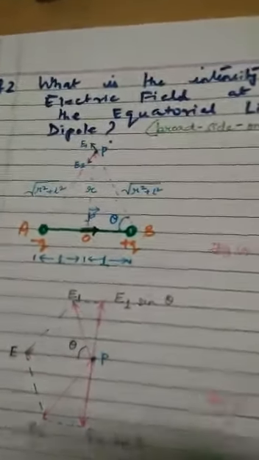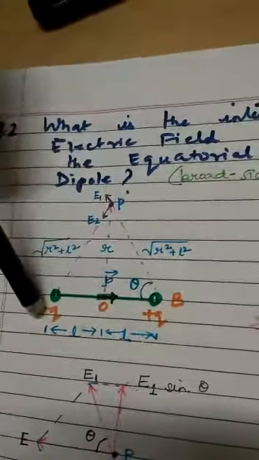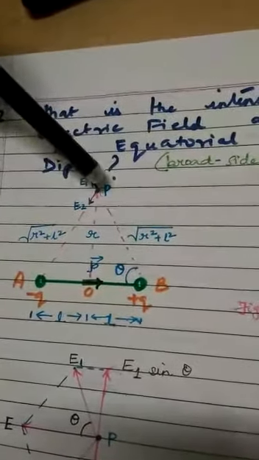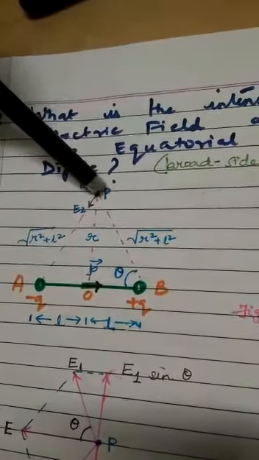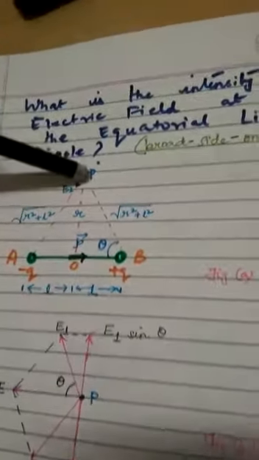In that case, our diagram looks something like this. So minus q, plus q, short distance 2L. We wish to find the electric field at the point P. So at the point P, how do the vectors look like?